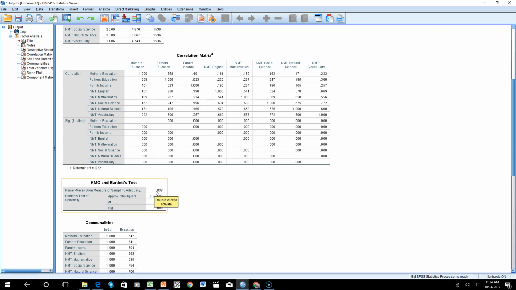But let's look at our KMO and Bartlett's test. We can look at the first one, the KMO, that is above 0.5. If it's above 0.5, that means that we have a really strong sample size. Then we can look at the significance level, and if it's below 0.05, that means we're okay there.